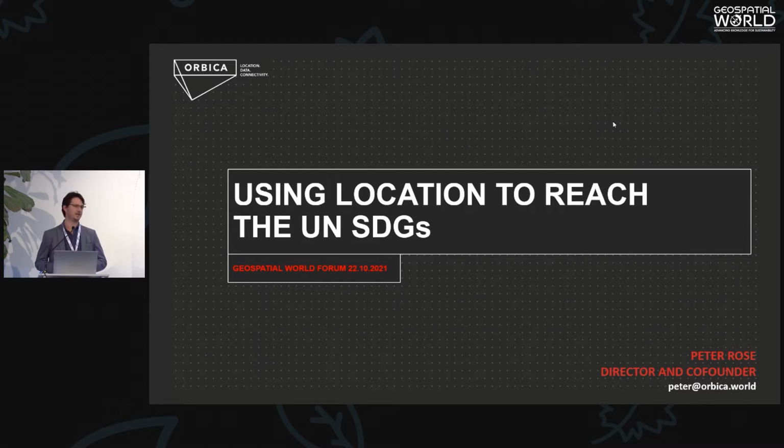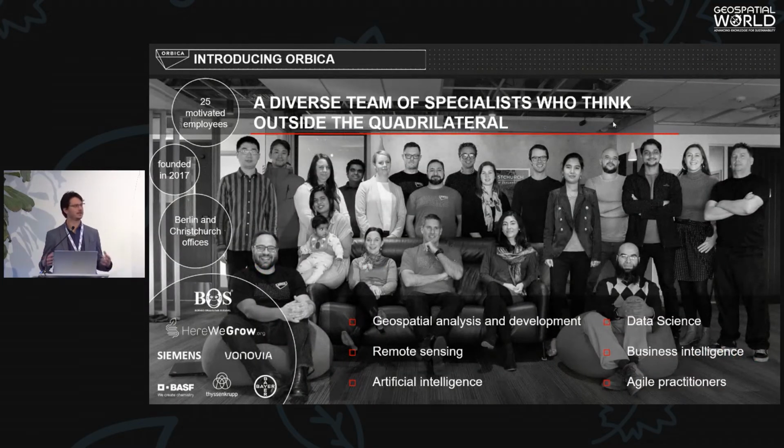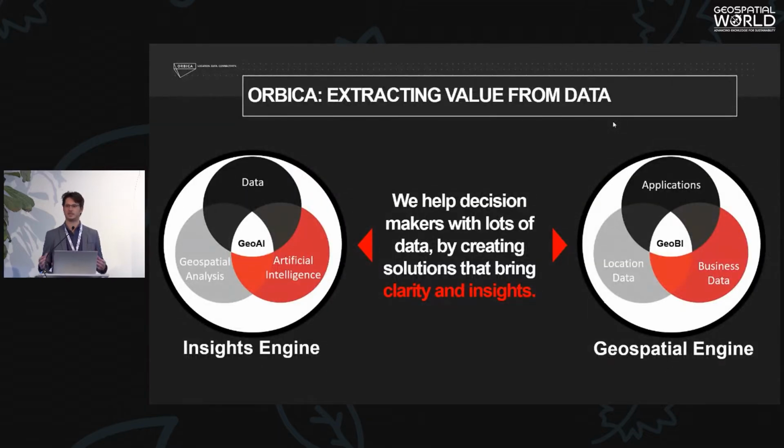My name is Peter. I'm the co-founder and managing director for Orbicare Europe. A little bit about Orbicare Europe, just to introduce us and our team. We are established since 2017. We have offices in Christchurch, New Zealand, and in Berlin, Germany. From those offices, we're doing a lot of geospatial analysis and development projects. In particular, we focus on two technology areas in geospatial and how we can extract value from geospatial data for the use in sustainable development.